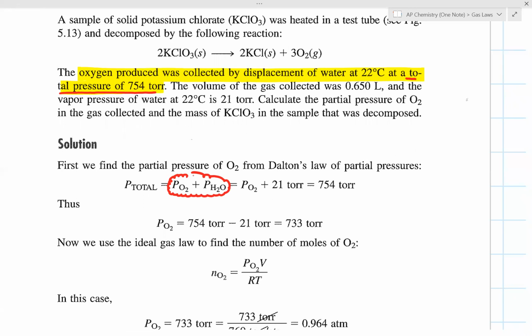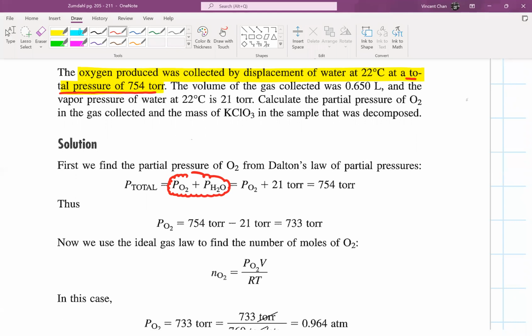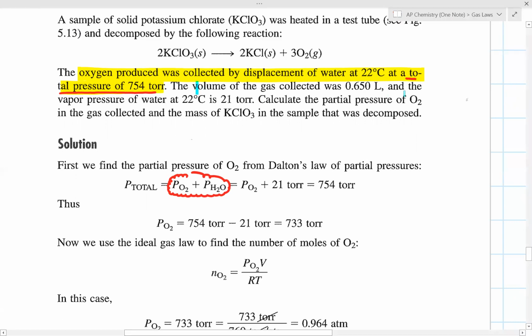This is why in the question, you see here, it says the vapor pressure of water at 22 degrees Celsius is 21 torr. So when you look at the total pressure here, not only is it the pressure of the gas, but also the pressure from the water vapor that gives you 750 torr.